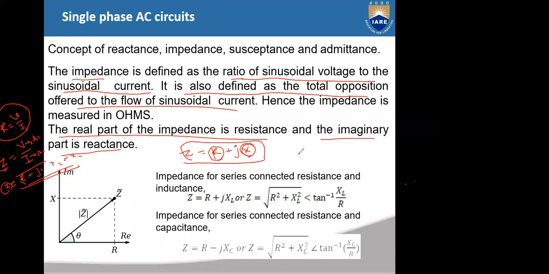And this R we are representing on the x-axis, and j means it will be rotated by a 90 degrees angle. It will be separated by a 90 degrees angle. This X, if you are placing the j operator, it will be rotated by 90 degrees here. And the resultant here we are getting as Z. You can see here.